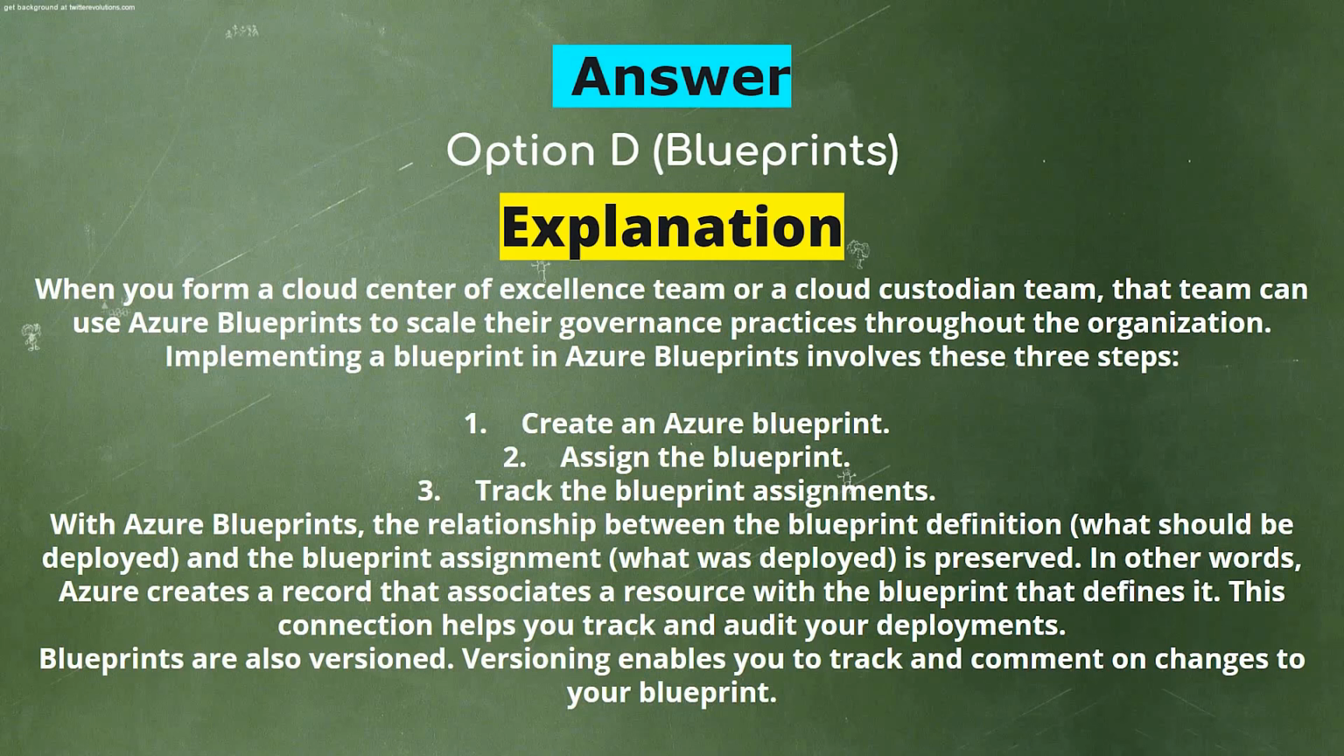With Azure Blueprints, the relationship between the blueprint definition, what should be deployed, and the blueprint assignment, what was deployed, is preserved. In other words, Azure creates a record that associates a resource with the blueprint that defines it. This connection helps you track and audit your deployments. Blueprints are also versioned. Versioning enables you to track and comment on changes to your blueprint.